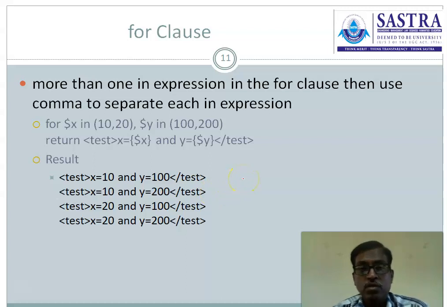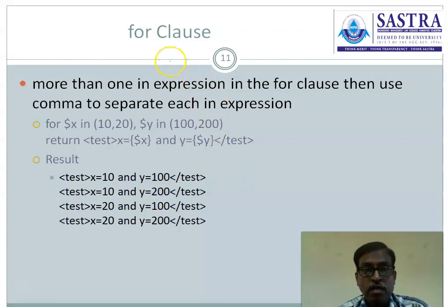Suppose you want a two-dimensional for loop. If you want, you can include that. Two-dimensional, I mean in other languages, for i equal to 0 to 5, and in the next, for j equal to 1 to 5. For i equal to 1 to 5, for j equal to 1 to 5. Likewise, we are able to declare a two-dimensional array here using a for loop.